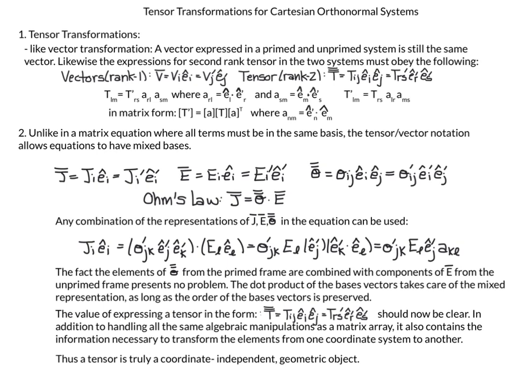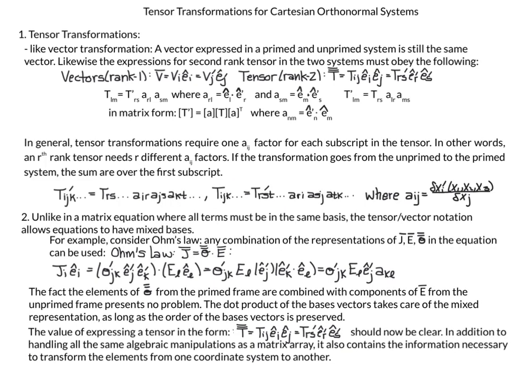And the value of expressing the tensor in this form should now be clear. In addition to handling the same algebraic manipulations as a matrix array, which we demonstrated, it also contains the information necessary to transform the elements from one coordinate system to another. So a tensor is truly a coordinate independent geometric object. This is what we mean by a tensor, when they give you that confounding definition: a tensor is something that transforms like a tensor.